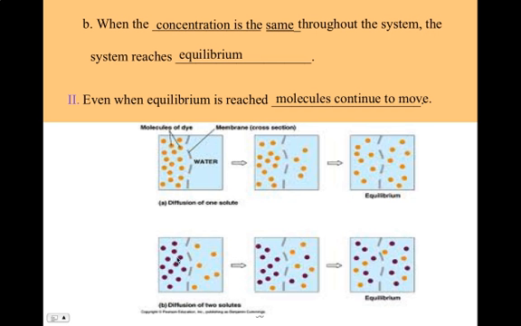We have high concentration of purple on this side and a high concentration of yellow on this side. They're going to move from high to low, so the purple is going to move this way and the yellow is going to move this way. We have now reached equilibrium. Everything's nice and even, but these particles are still moving back and forth across that membrane.